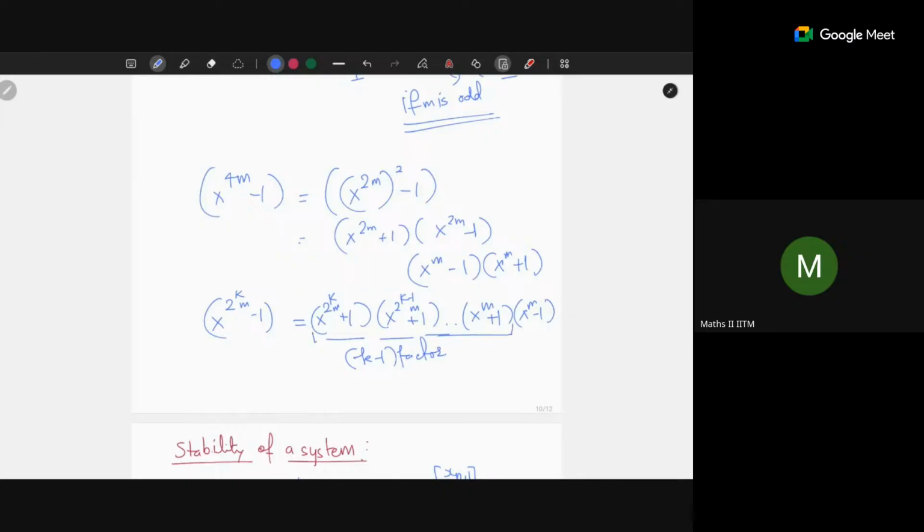So how many factors will there be? It is basically 2 to the power 2, so it is k plus 1 many factors, right? In the k plus 1 factors, this m will always be odd because of the assumption. So this will give us minus 1 and this will give us plus 1, right? Yes, so whatever you're saying is correct.